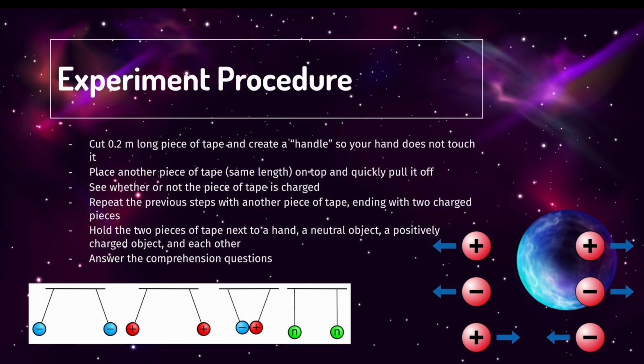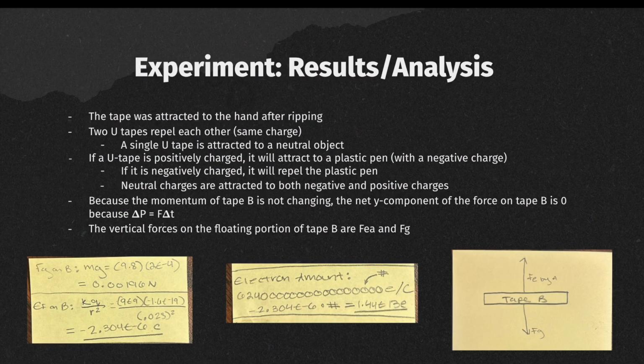And then down over here I just have some images. If it's the same charge, they'll repel. Different charges, they're going to attract. And then neutral, no interaction. So just again, quick review of the experiment results. The tape was attracted to the hand after ripping. Two of the charged tapes will repel each other, and they're attracted to a neutral object. And then down here, it's just showing the force, how the tape floated above each other. But this is more lab 1 rather than lab 2, so I'm not really going to get into it.